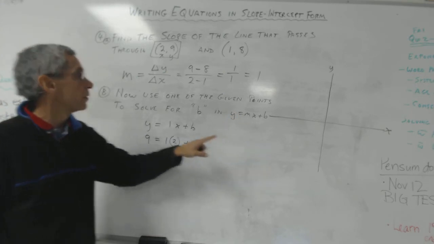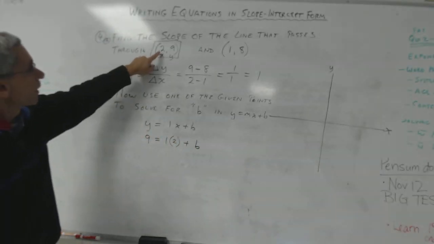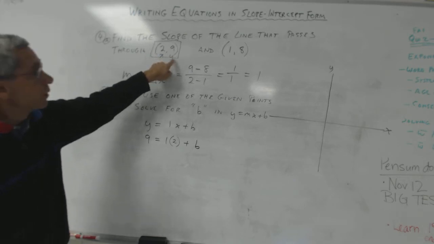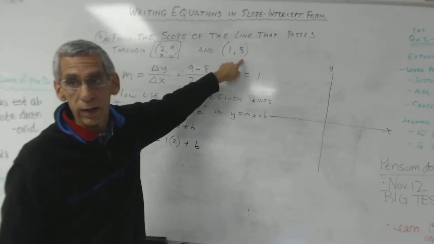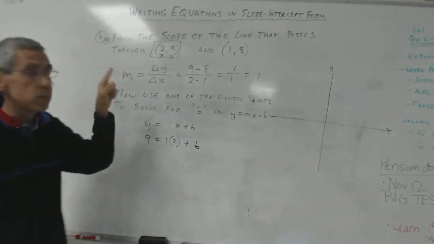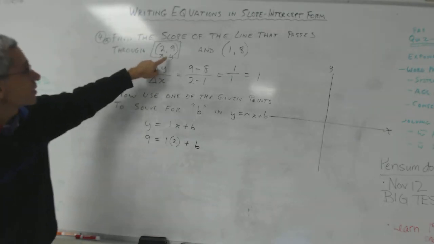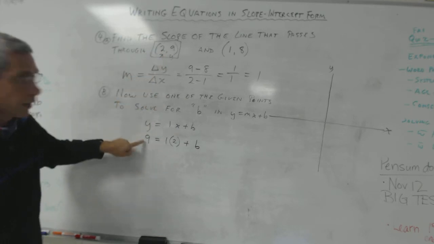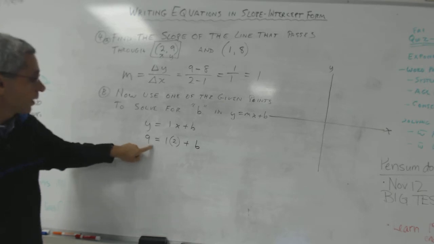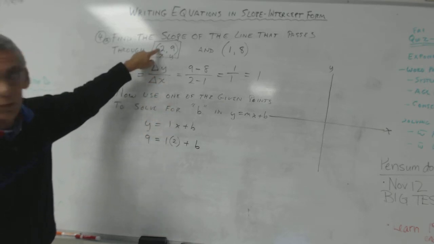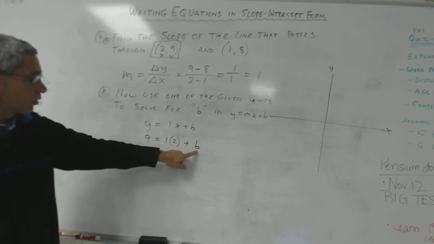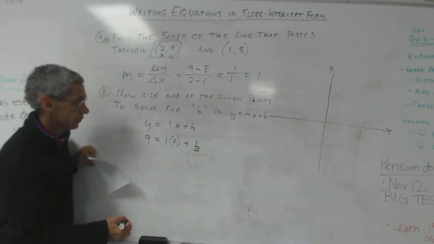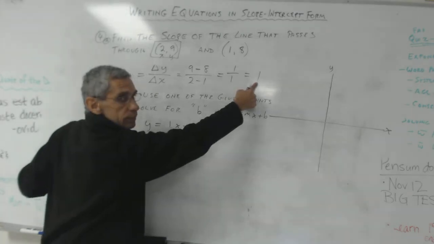Why do you have 9 and not 2 or 1 or 8? Because look, here's the point. The 2 is an x and the 9 is a y. The 1 is an x, the 8 is a y. I could have chosen either point, but Mira said let's choose this point. And instead of saying y here, I'm going to say 9. I'm substituting the 9 in for the y. It equals 1 times, instead of x, I'm going to substitute the 2 in for x. Look, that gives me only one variable, which is b. Why did m turn into 1? Because we said m is 1. We already figured that out. Duh.